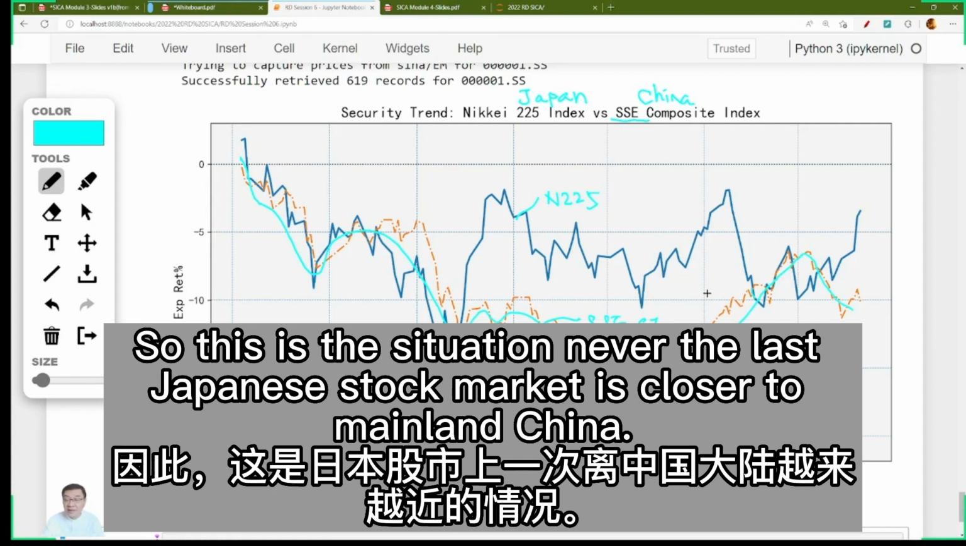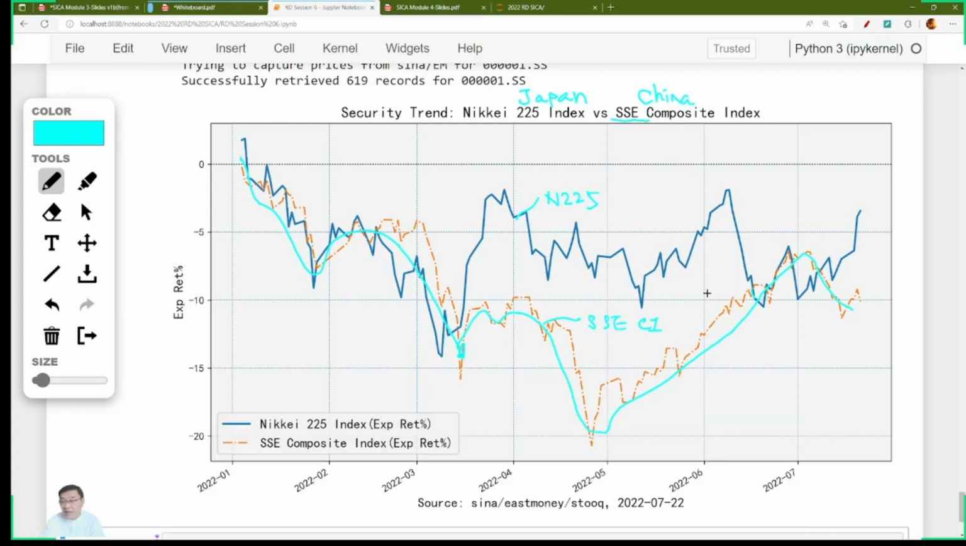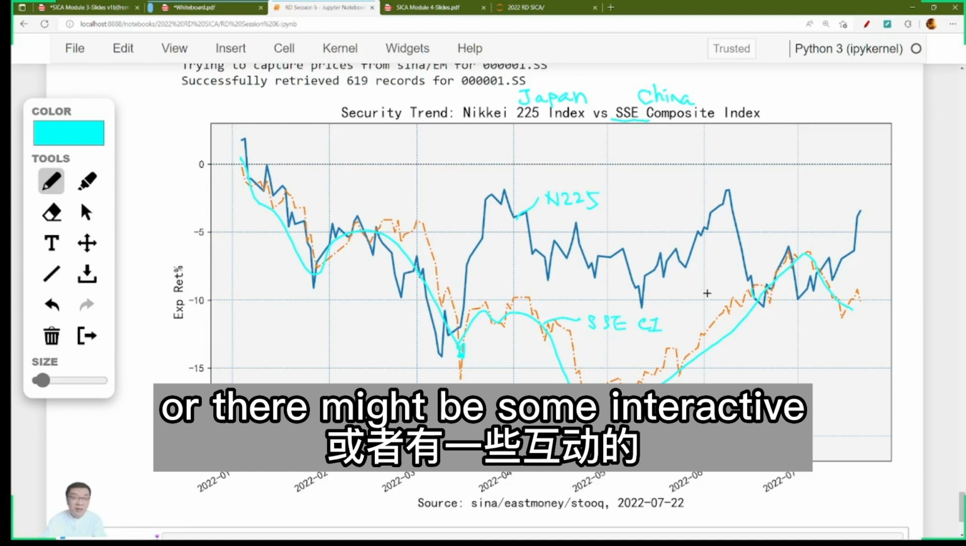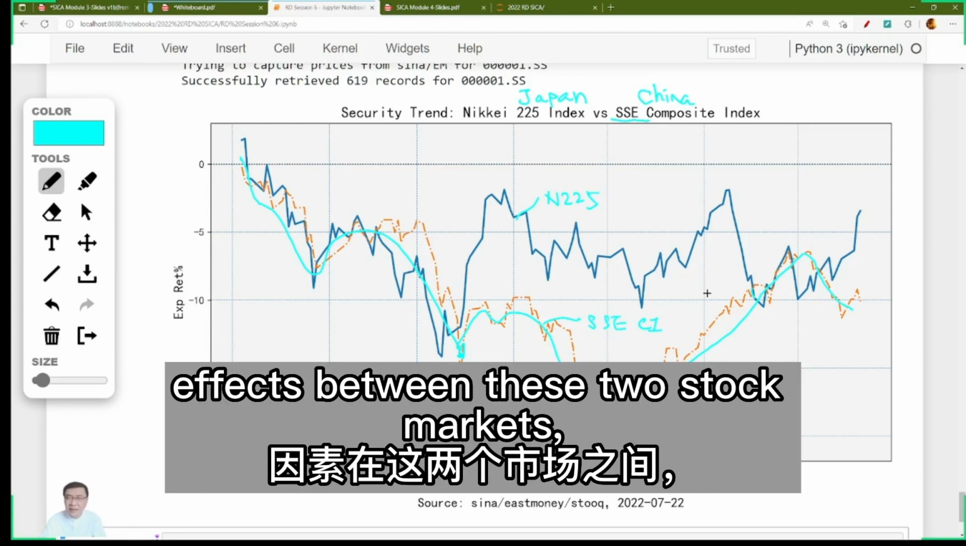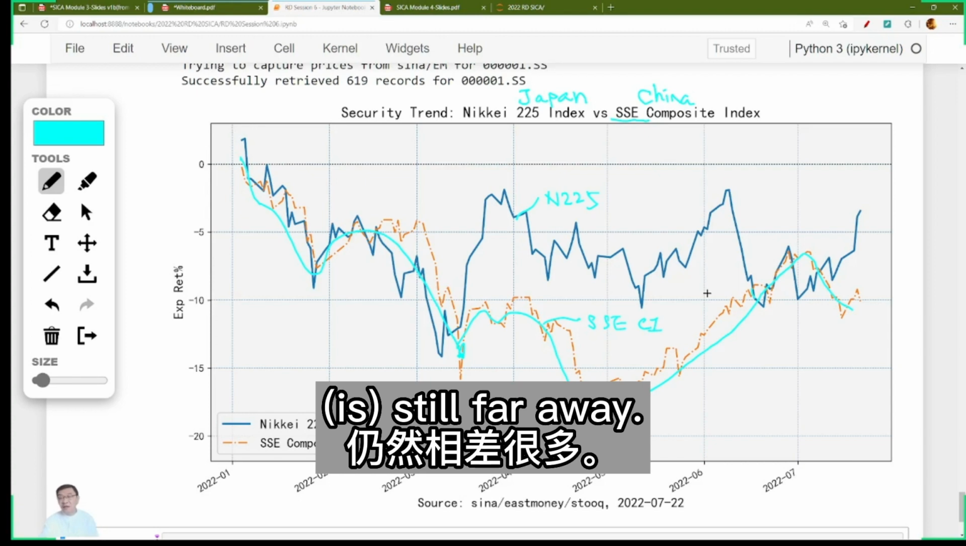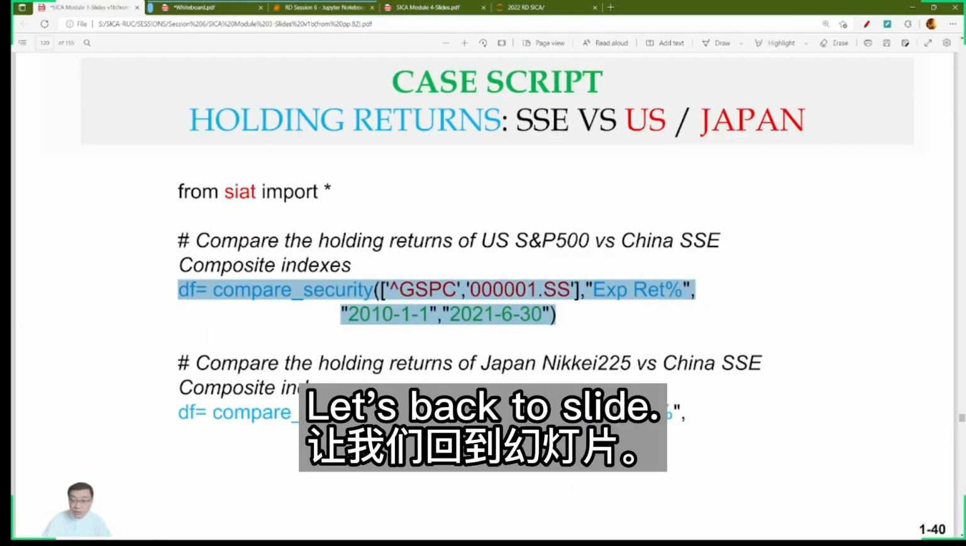Nevertheless, the Japanese stock market is closer to mainland China in terms of geographical distance, so there might be some interactive effects between these two stock markets compared to the one between China and US, which is so far away. Let's go back to slides.